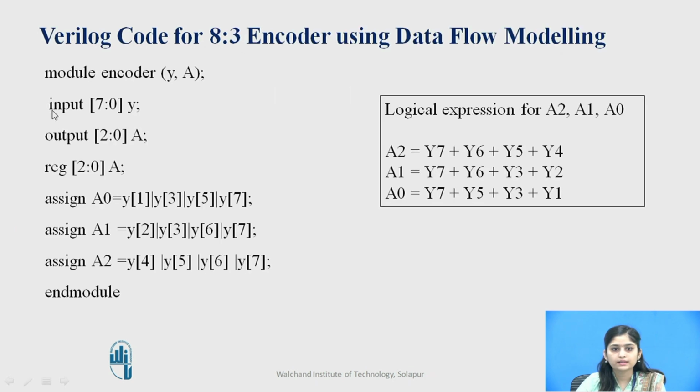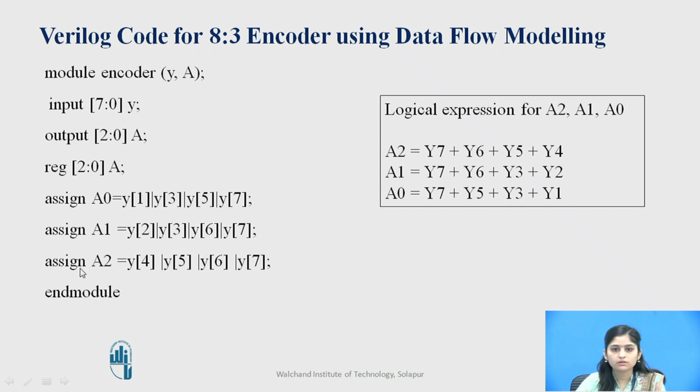Now let us design the 8:3 encoder using data flow modeling. So our first step is module declaration. So module encoder (y, a), which are our input and output variables. Here I am declaring the input as input [7:0] y. Here we are using 8 bits, for that I am using vector [7:0] as our input, and here the output is [2:0], that means our output port has a 3 bit output. Then again we are using the data type reg to represent our output data. So again reg [2:0] a.